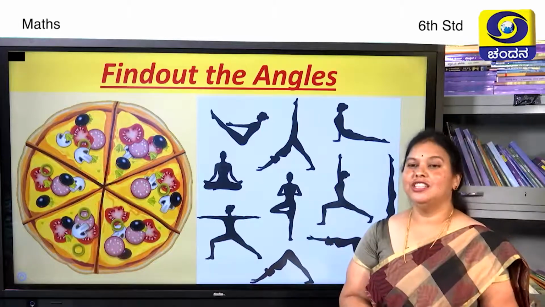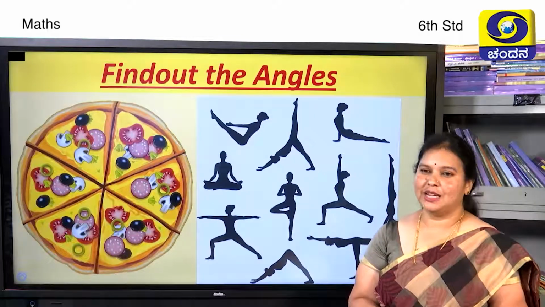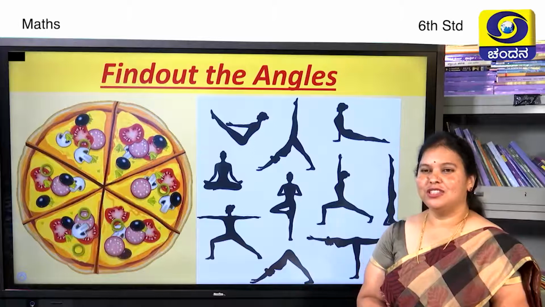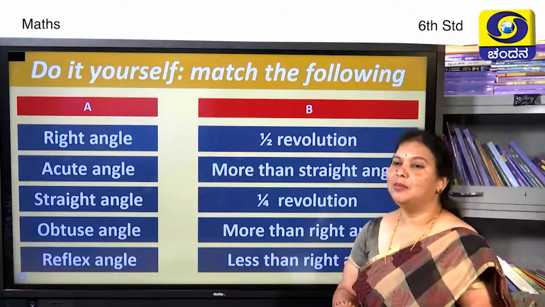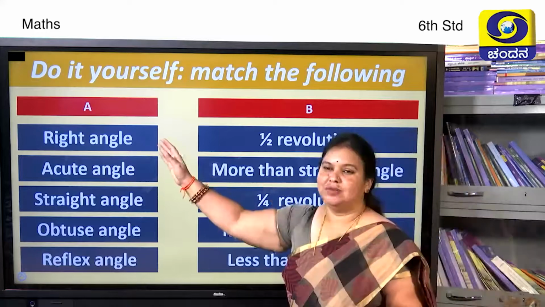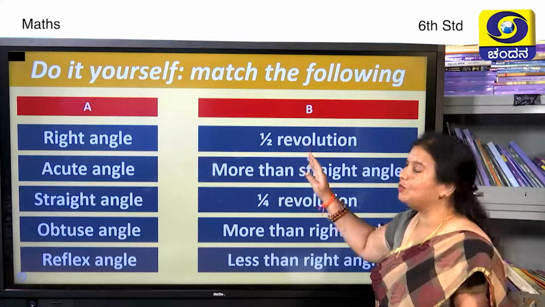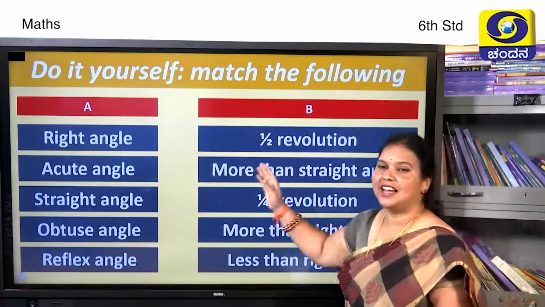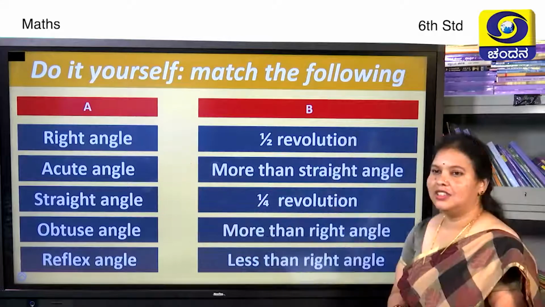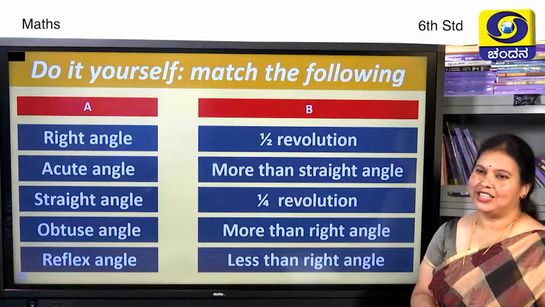In this class you have learnt different types of angles. Now it's time to wind up my class. Before that, I will give you a home assignment. Match the following. Here I have given different types of angles in A, and you have to match this with B, which has the characteristics of the different angles. Take down this and do it today itself.